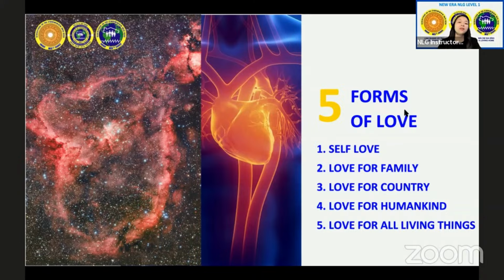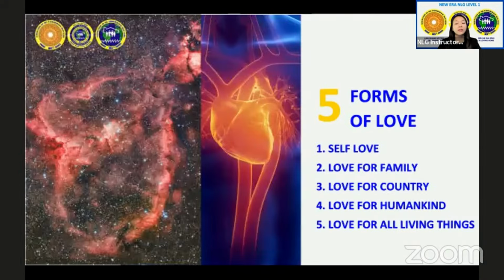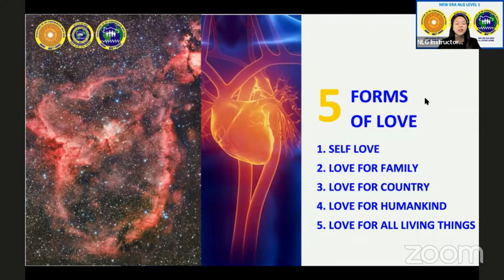Now, the 5 forms of love, now that we're at level 1, we will try to focus on the first 2 forms of love that you can see here, self-love and love for family. And then by the time you get to level 2, we'll work on the 3rd one, which is love for country. And then by the time you get to level 3, we should work on the last 2, which is love for humanity and love for the universe.